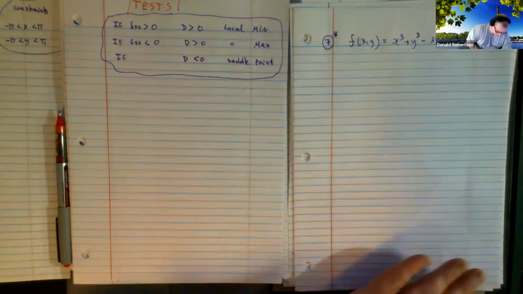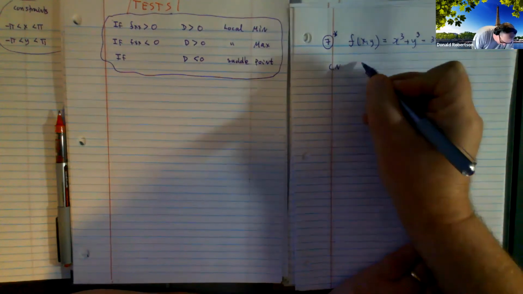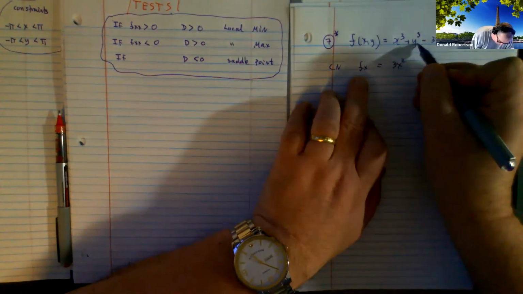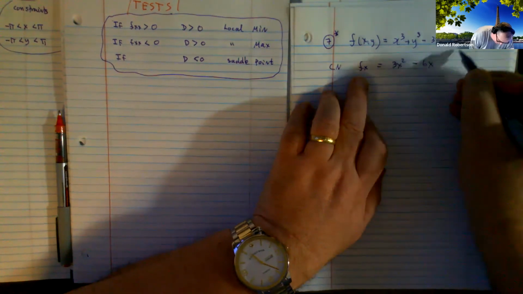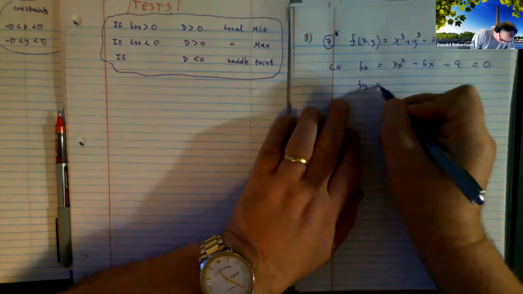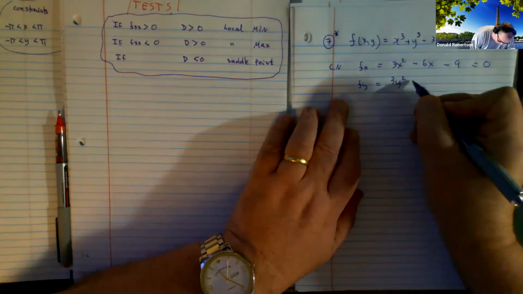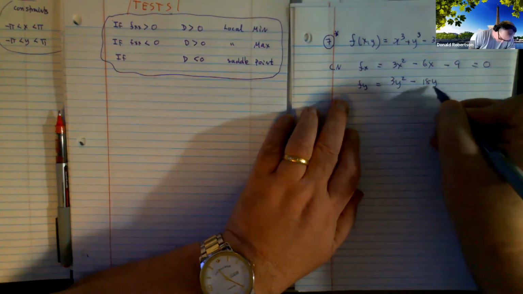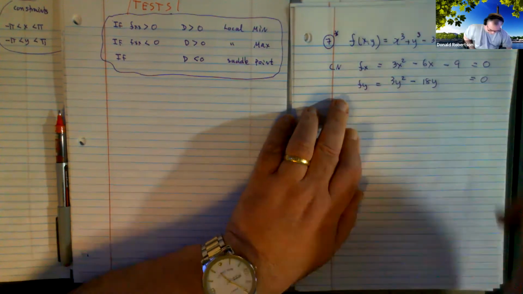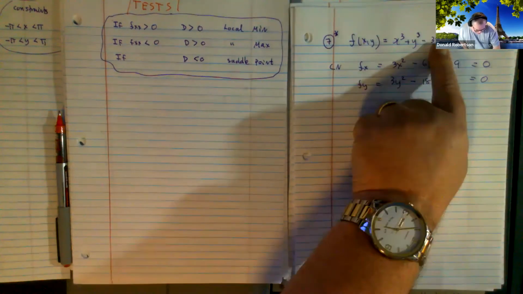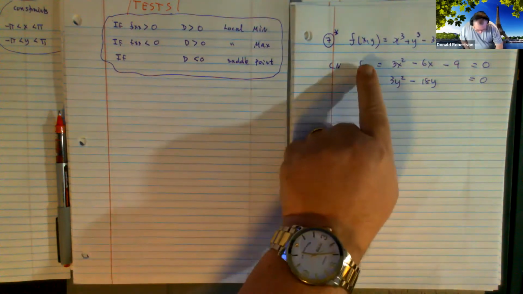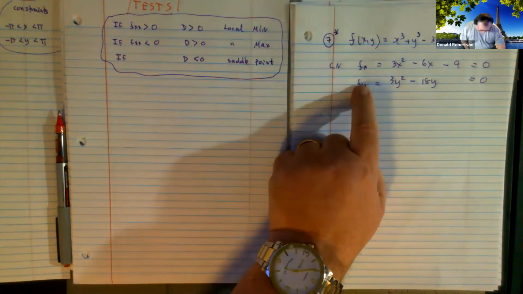Here's our next one. Let's go for critical numbers again. Partial derivative with respect to x: 3x squared minus 6x minus 9 equals 0. Partial derivative with respect to y: 3y squared take away 18y equals 0. Double check that. Yep. Okay, now we are looking for critical numbers, places where this is 0 and at the same time this is 0.